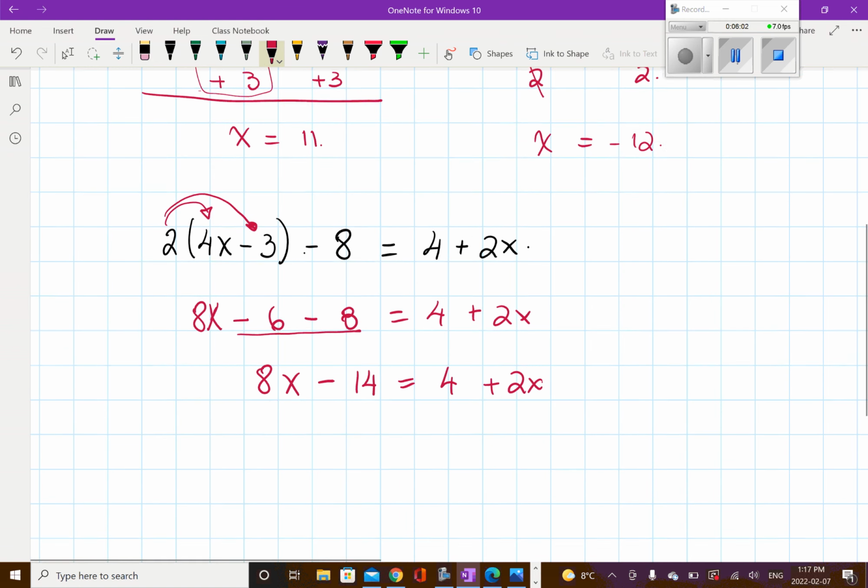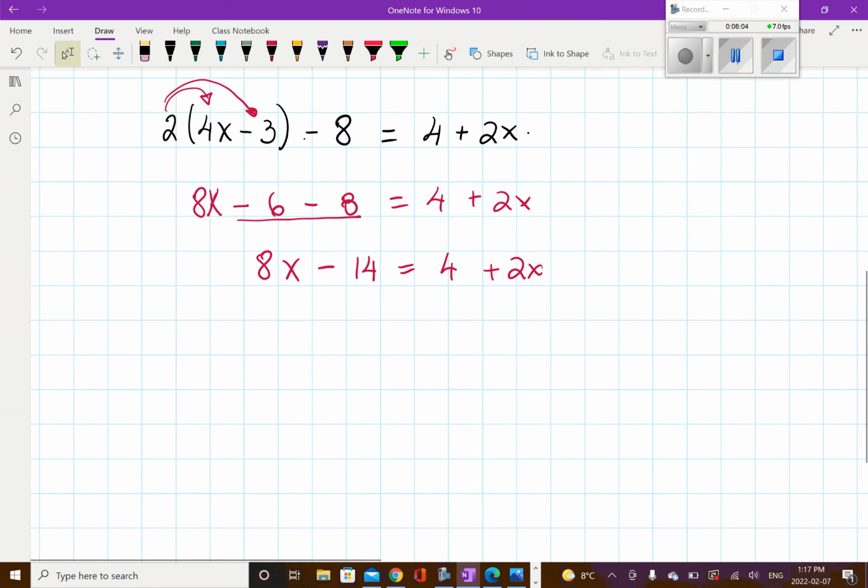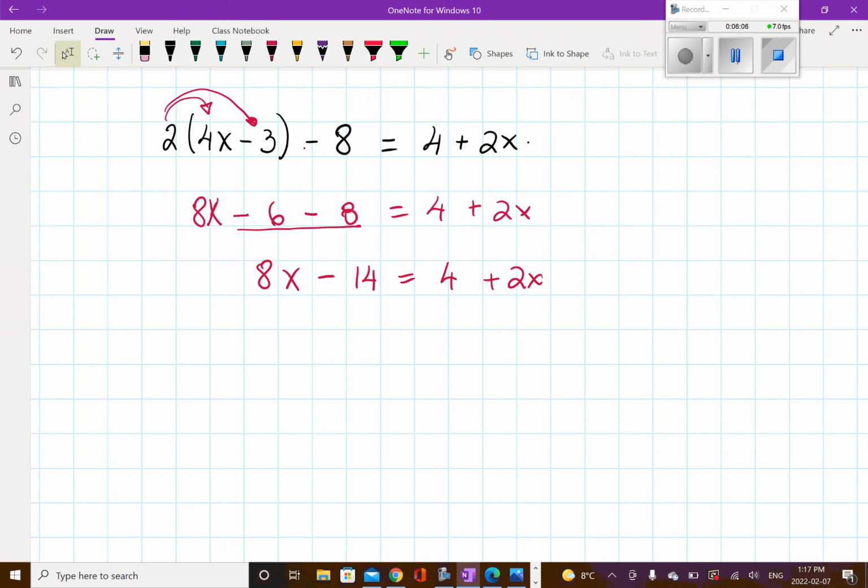Now that we have this as the expression, it's a matter of combining the x's by canceling or by performing the opposite operation, with x's on one side and the numbers on the other side.